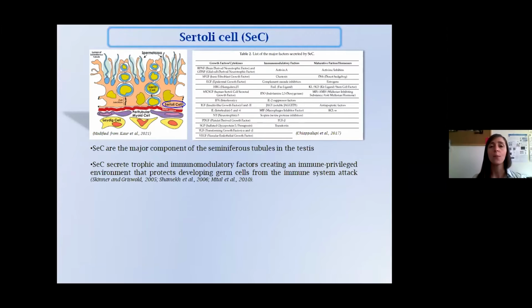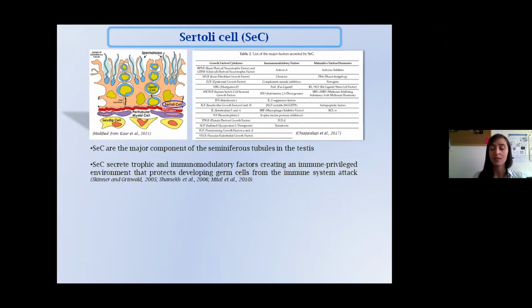Sertoli cells are the major component of seminiferous tubules in testes. Sertoli cells release a lot of trophic and immunomodulatory factors, creating an immune-privileged microenvironment that protects germ cells from immune system attack. Thanks to the factors that Sertoli cells release, they survive longer in case of engraftment and protect allo and xenogenic engraftment of organs and tissues.